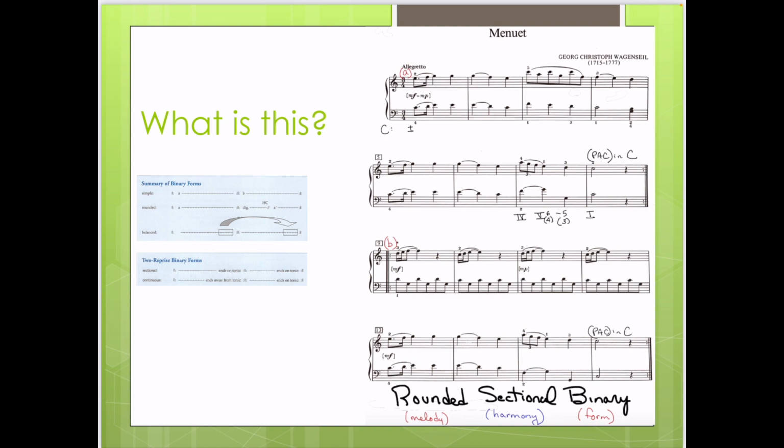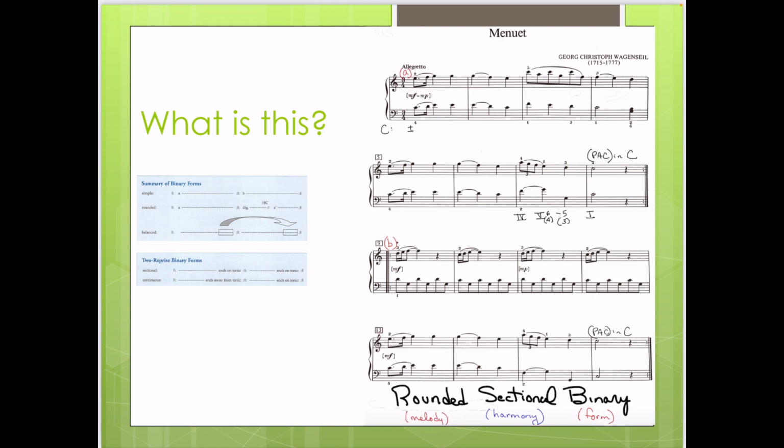This piece is really unusual, and I'm going to argue it 2 different ways. First one I'm going to argue for is rounded sectional binary. So I've called, in that case, the melody for the first part, small case A in parentheses, because it's not the same as letter B, which starts at bar 9. So I called small case A, small case B there.